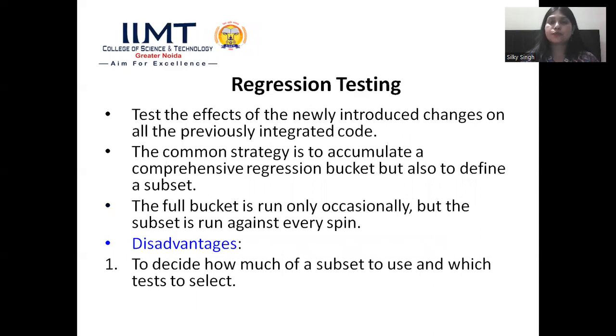Regression testing tests the effect of newly introduced changes on all previously integrated code. The common strategy is to accumulate a comprehensive regression bucket, but also to define a subset. The full bucket is run only occasionally, but the subset is run against every spin. Disadvantage: deciding how many subsets to use and which tests should be selected. This comes under regression testing.